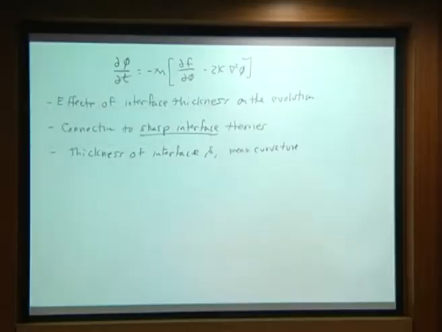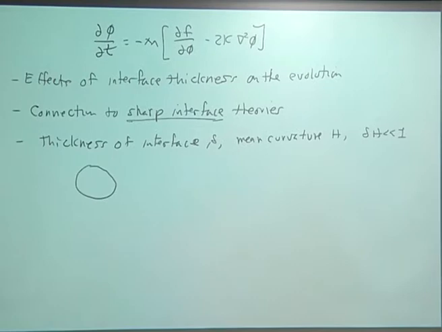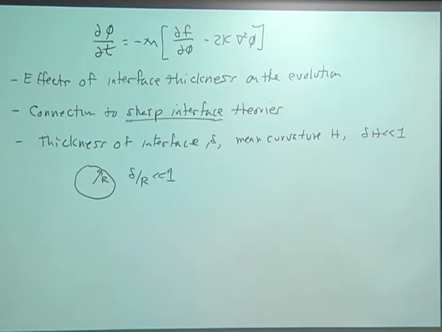Specifically, the thickness of the interface, let's say delta, times the mean curvature, h, is much, much less than 1. Or if you think about this in terms of a spherical particle, delta over r is much, much less than 1. In most microstructural evolution problems, it's about 10 to the minus 4, so it really is a small number. And so we want to see how we can connect the Allen-Cahn equation, which is up here and has a diffuse interface, with a sharp interface theory, where we're in this limit here.